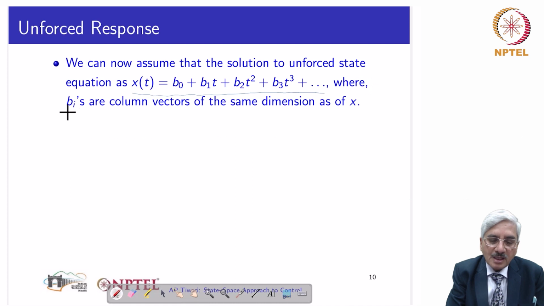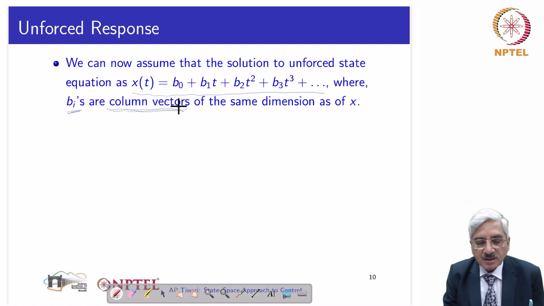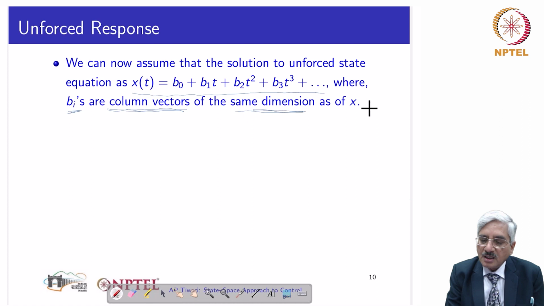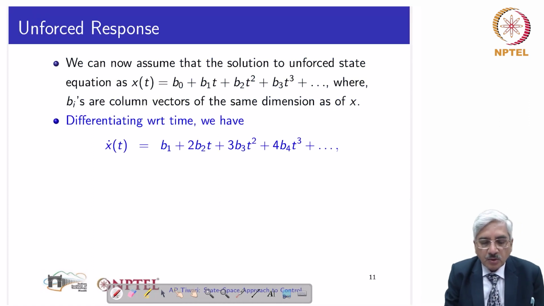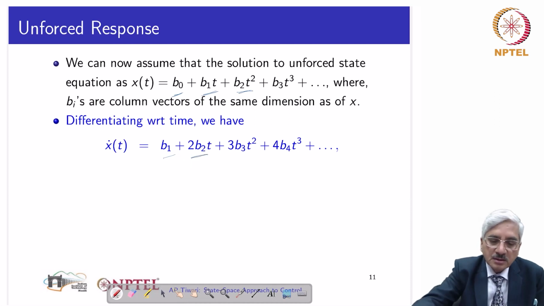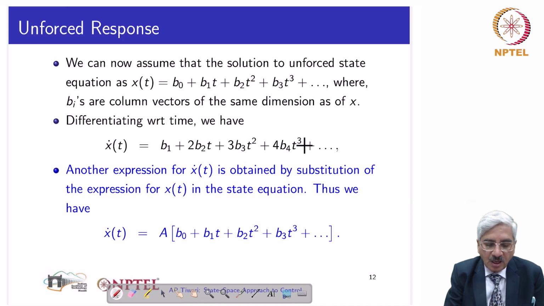where these bi's are column vectors. Earlier they were scalar coefficients, but this time they are column vectors. Each column is of the same dimension as of x. We proceed with this. So we differentiate. So x dot becomes differentiation of b0 is 0 and b1t will give b1, b2t square will give 2b2t and so on. So we have this and we have x dot equal to Ax.